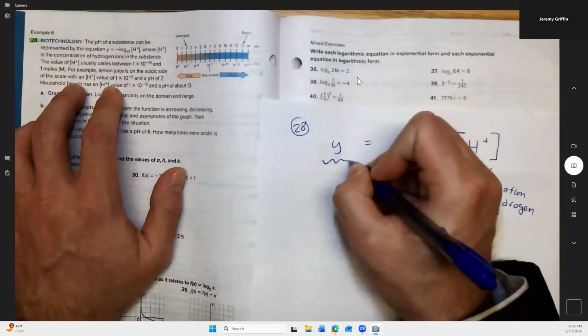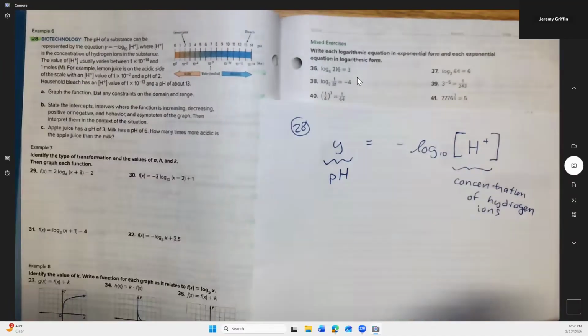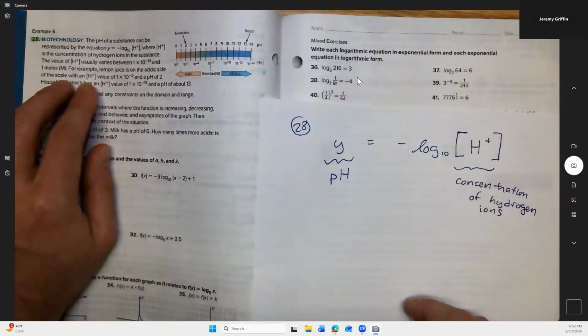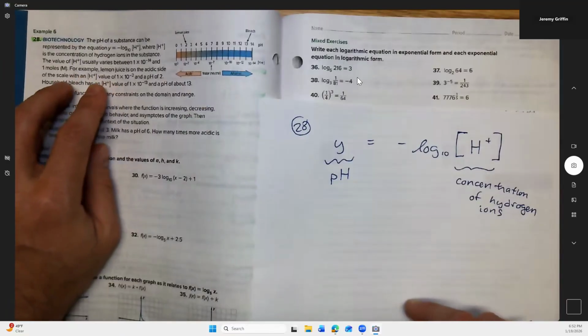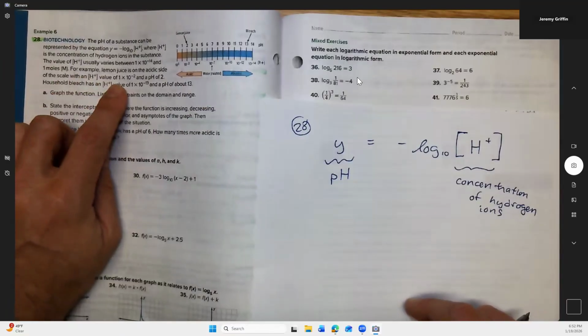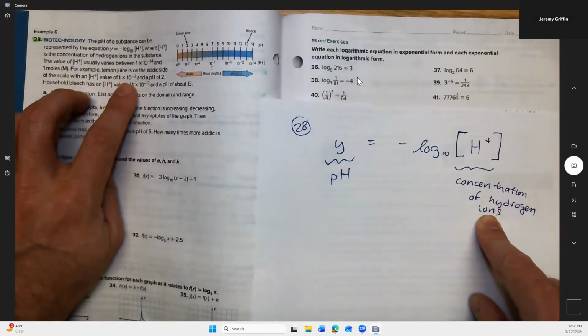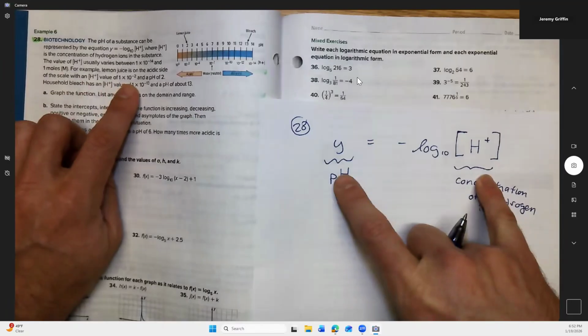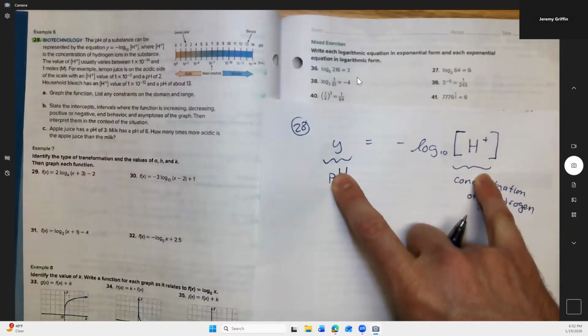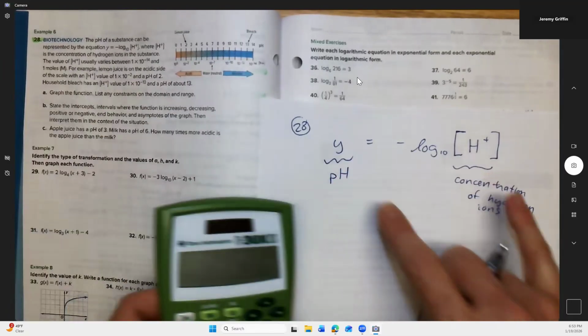Again, this y is the pH. Go ahead and label that. Okay, pH. Okay. For example, lemon juice is acidic. Okay. And the concentration of hydrogen ions is 1 times 10 to the negative 2. Therefore, that has a pH of 2. So the lower pH values correspond to something that's very acidic.